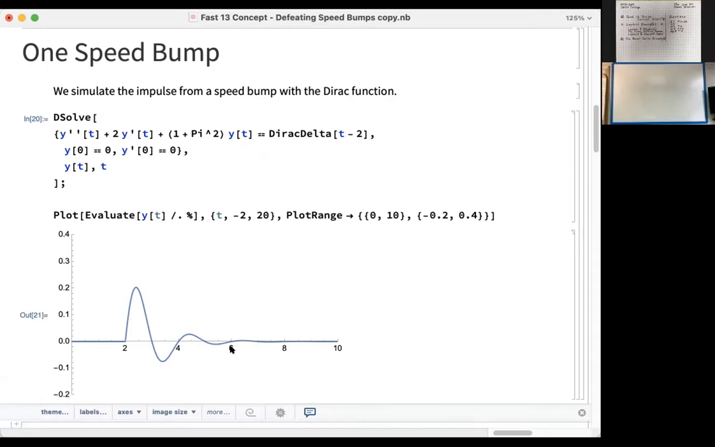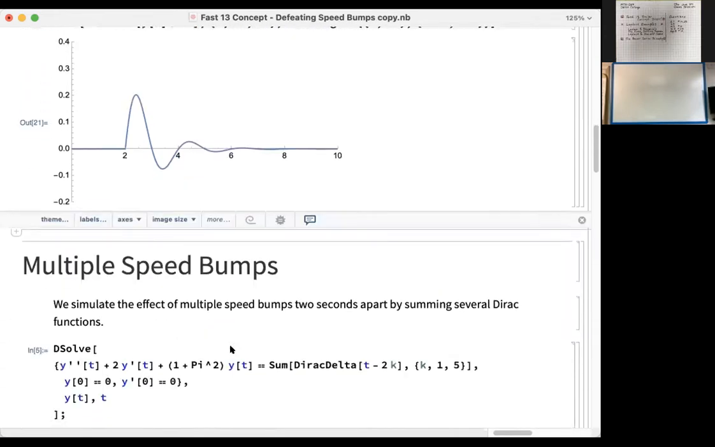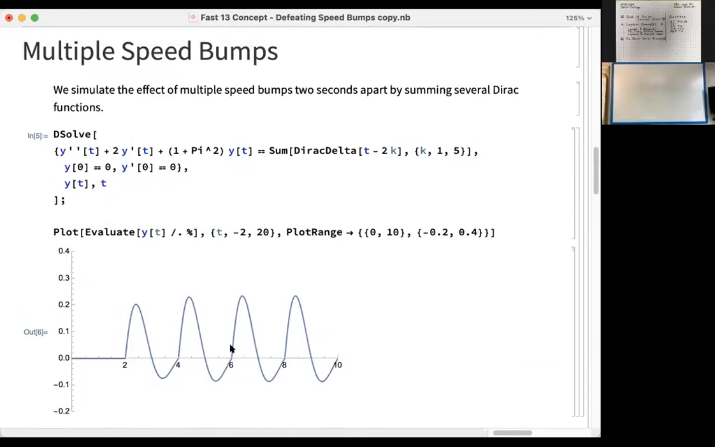Now, what we're interested in is multiple speed bumps, right? So we could add more speed bumps by adding up more Dirac functions. We just keep tapping this car's suspension with a speed bump in a sense. And that's what we've done here, setting this up so that at every 2 second period, this car hits another speed bump. That is what you all decided was about 29.3 feet. And here's the result. Car goes over speed bump, comes back, whacks again.